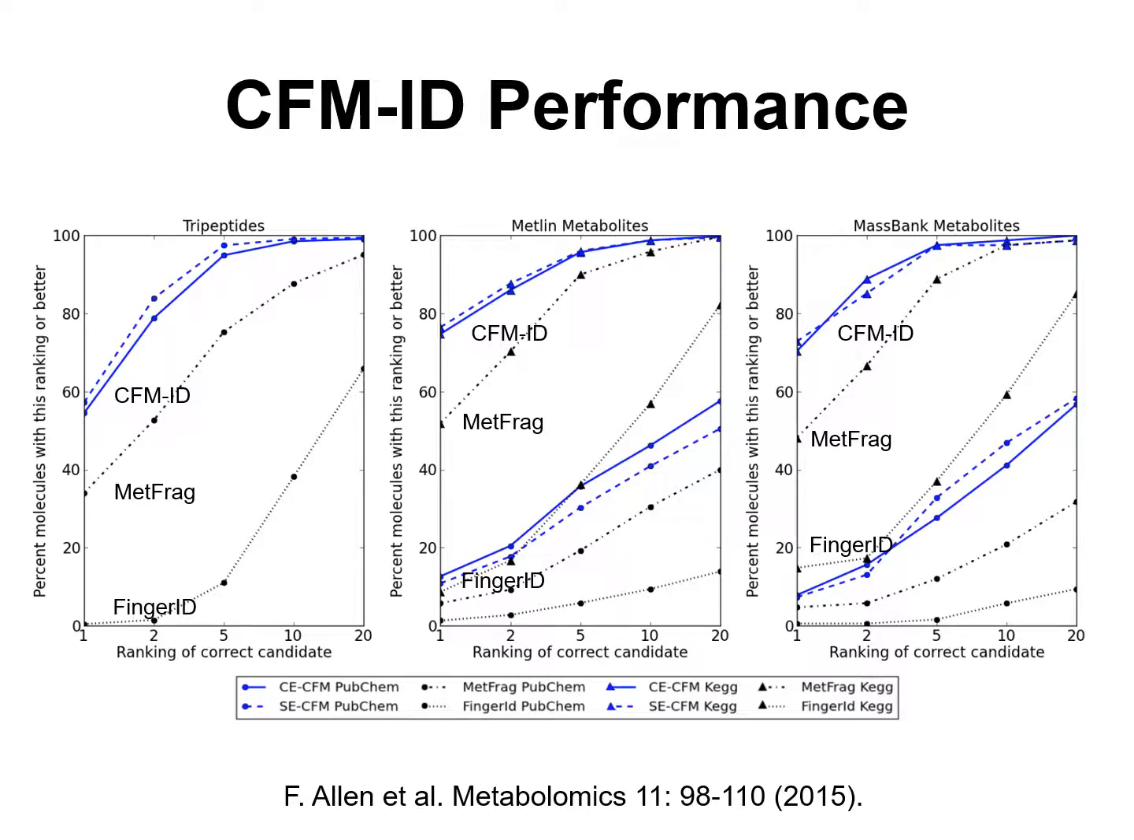So these are just some plots comparing the performance of CFMID to other tools such as MetFrag or FingerID, and looking at different types of compounds, things like di and tripeptides. You can see that the blue line indicates that it's very accurate, and that it's able to rank the top spectra as either the top about 60% of the time or the top two about 80% of the time. It can analyze compounds from the Metlin database or compounds from Mass Bank, and again, typically it's able to rank the top hit at around 80% accuracy.